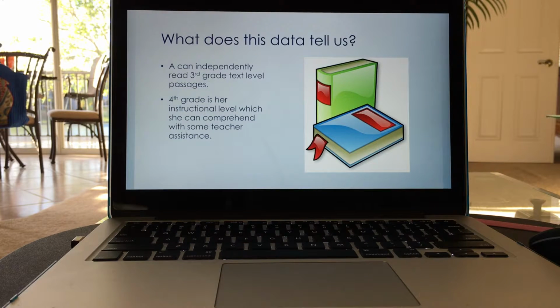So what does this data tell us? This information tells us that A can independently read third grade text level passages. Fourth grade is her instructional level, which she can comprehend with some teacher assistance.